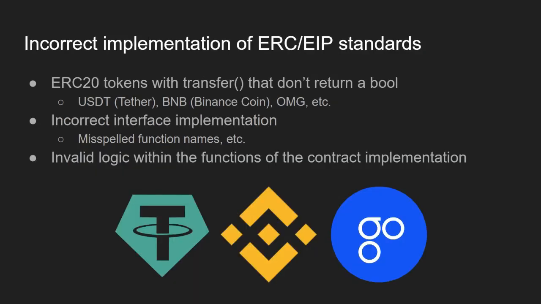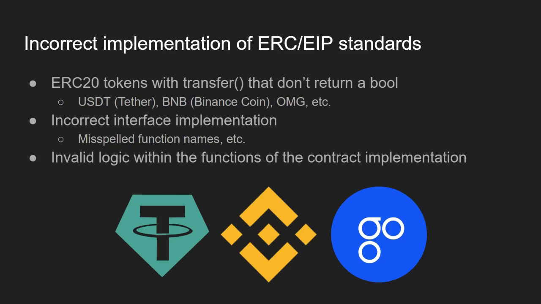Occasionally you run into an incorrect implementation of the ERC standards. A very common example of this is there's some ERC20 tokens where their transfer function does not return a Boolean value. Tether and Binance Coin are the biggest ones, but there's others as well. If you make assumptions that the ERC20 token's transfer function specifically is going to return a Boolean, you can get some weird functionality because some of these contracts don't return that. You could also have a case of just the incorrect interface implementation.